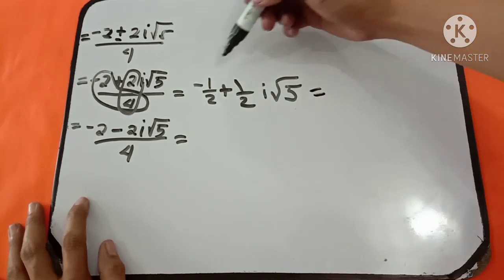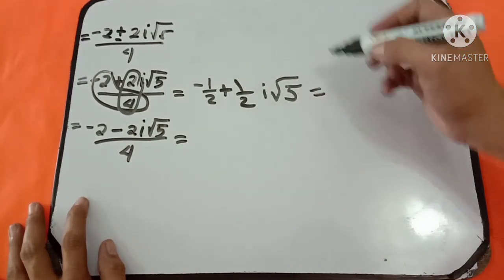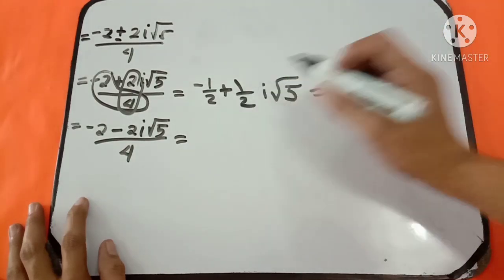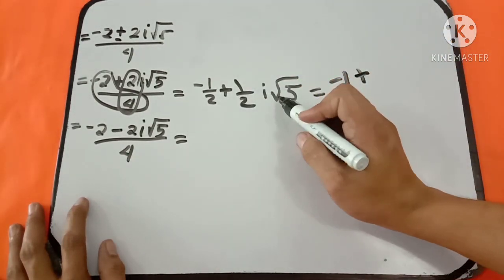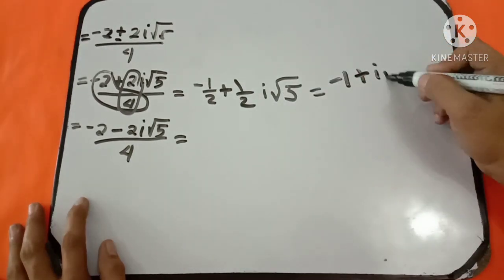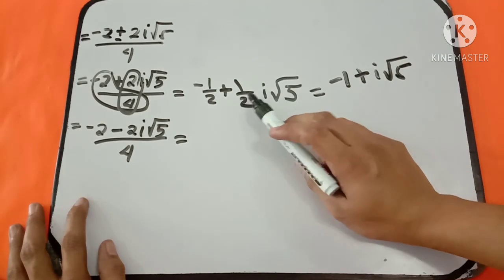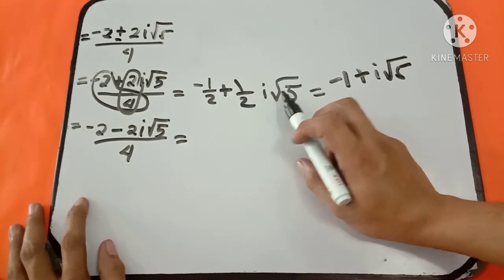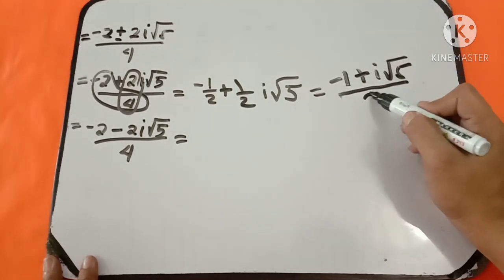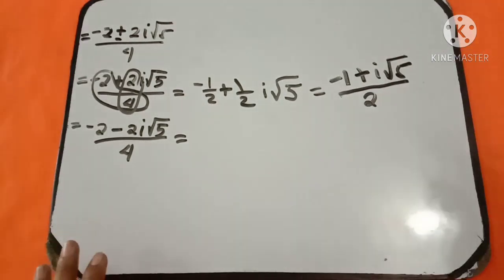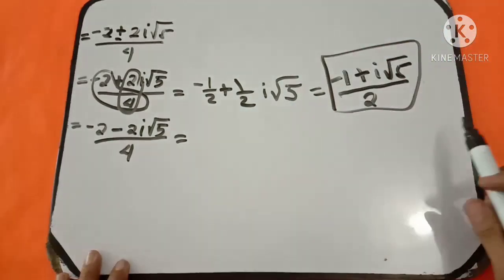So, simply, we copy all the numerators. So, here, negative 1. Then, copy the operation symbol plus. Then, 1 times i square root of 5 is simply i square root of 5. Am I right? Any number multiplied by 1, the product is always the given number. So, we simply copy the common denominator 2. So, this is one of the answers for x.